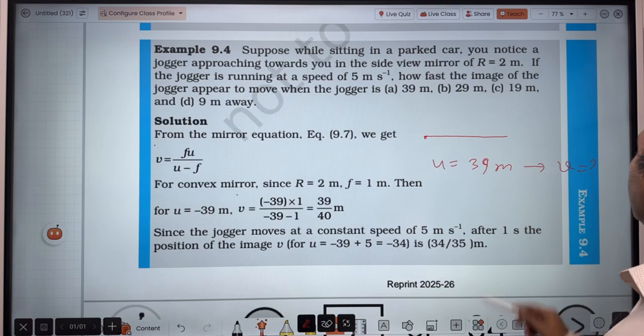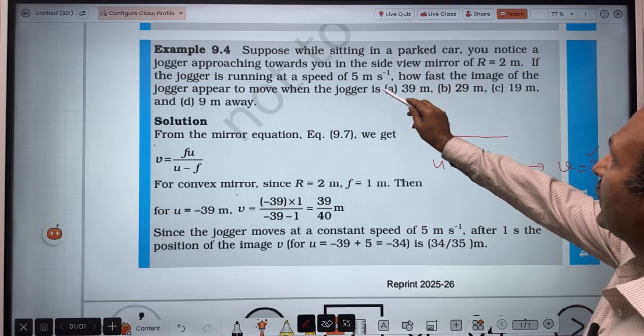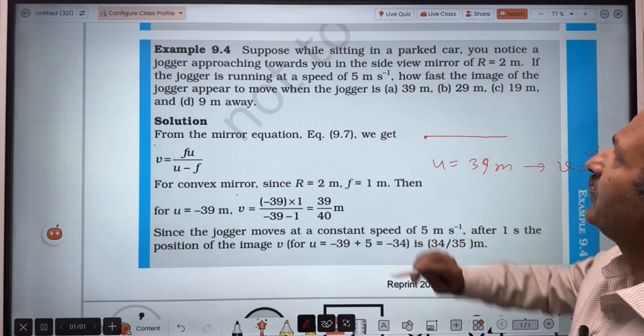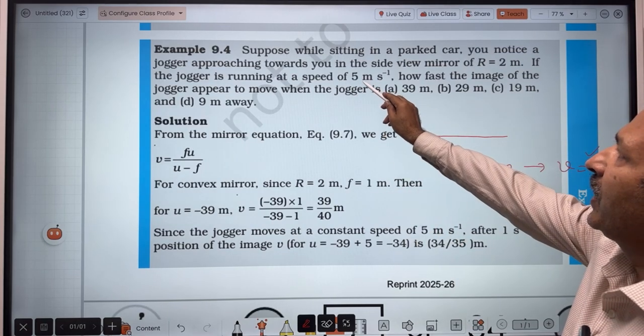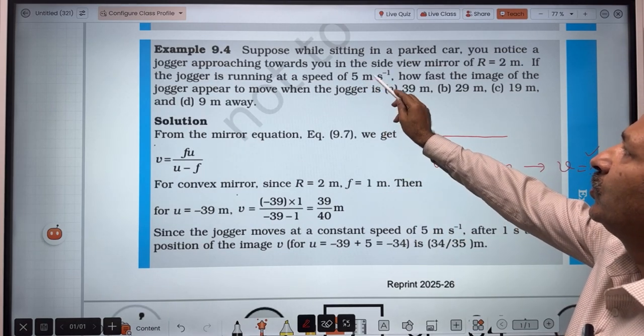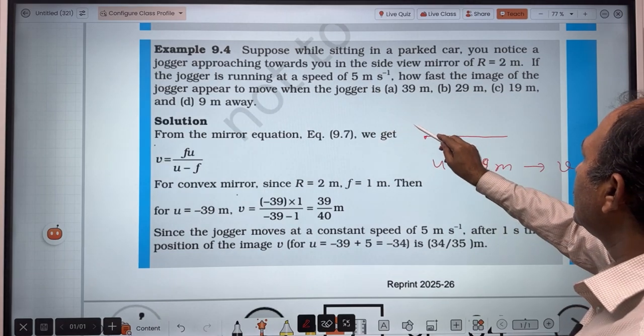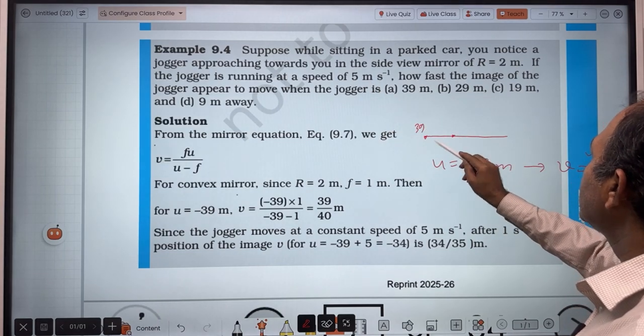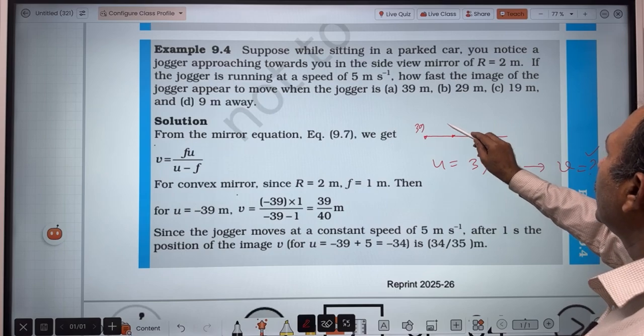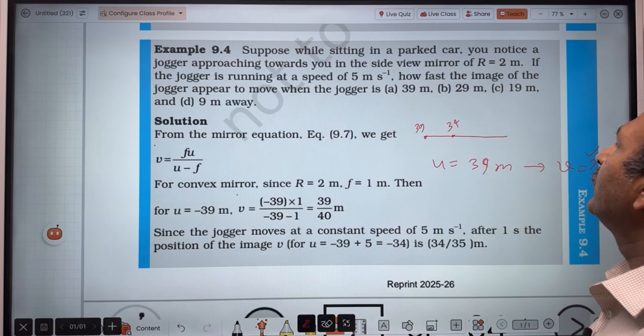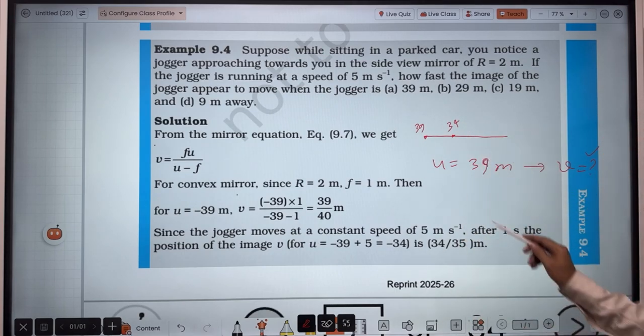When you take 39 meter and you evaluate, you will get value of V. Then since the object is running, in 1 second what will be the new position? Since 5 meter per second speed is there, after 1 second it will cover 5 meter. Initially it was 39, now it will reach 5 meter closer. So its position will be 34 meter.